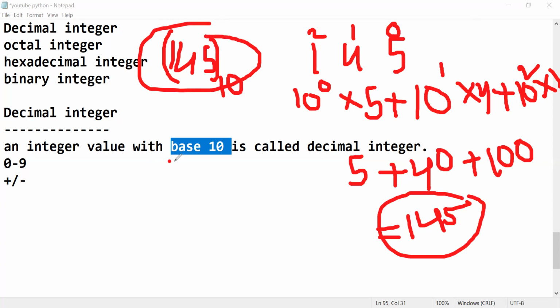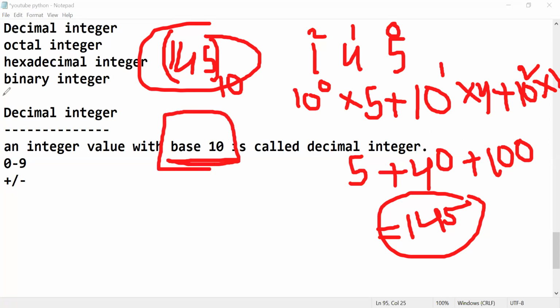The value with base 10 is called a decimal integer, and it consists of digits from 0 to 9. It can also be prefixed with plus or minus. We can write plus or minus 145. This is about the decimal integer, guys.